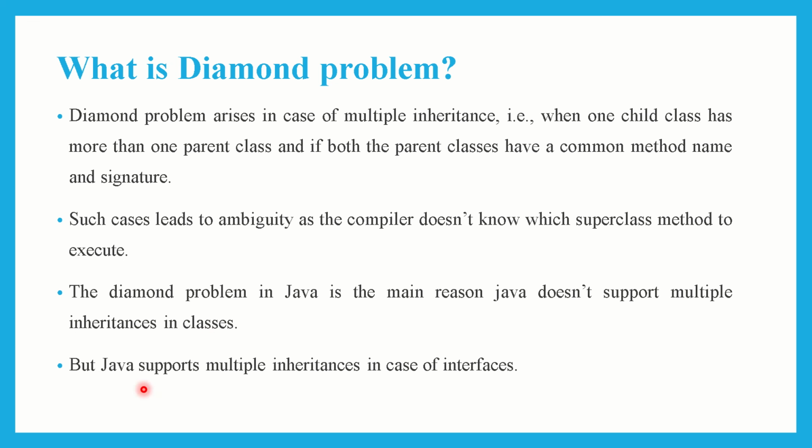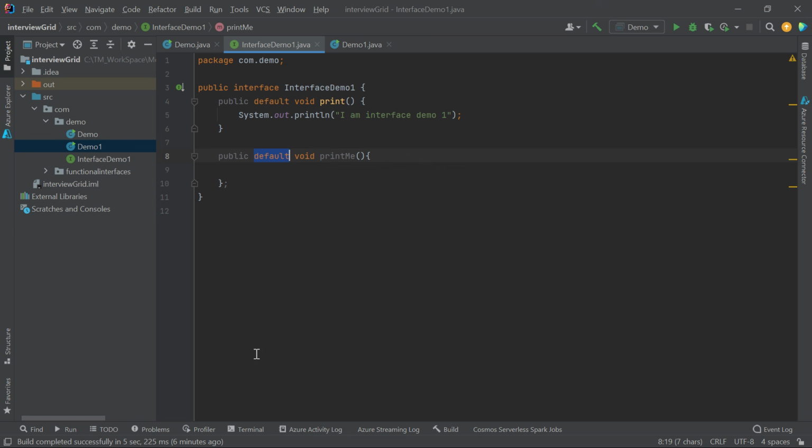But we know that Java supports multiple inheritance in case of interfaces, right? Because one class can implement multiple interfaces. Suppose class C can implement more than one interface. But before Java 8, there were no methods having any implementation, so that was not a problem, right? But now, when our interfaces have default methods, there can be one more interface with the same method and the same body.